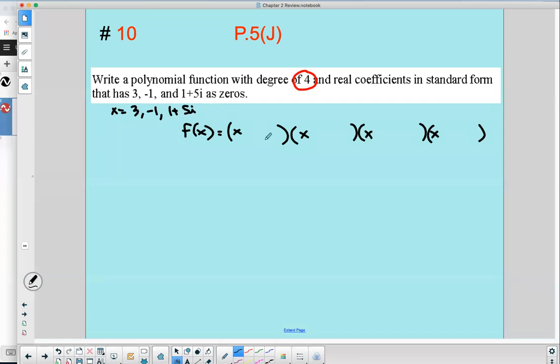So when I put these in, this is going to become x minus 3. If you want to get the 3 to the other side, you have to subtract it. So you'd have x minus 3 as one parentheses. The -1, if you moved it across, would become a positive 1. And the last zero that they gave me, 1 plus 5i, if I subtract it, the 1 becomes a negative 1. The positive 5i becomes a negative 5i. Now, how do I get my other zero?